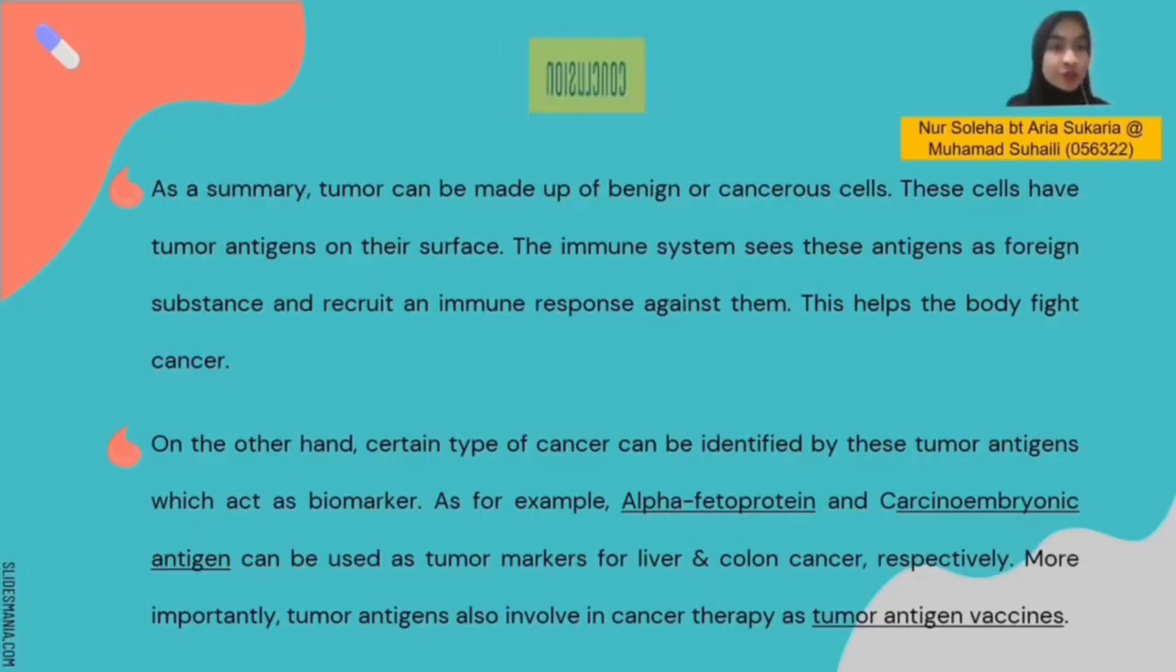As a summary, tumor can be made up of benign or cancerous cells. These cells have tumor antigens on their surface. The immune system sees the antigen as a foreign substance and recruits an immune response against them. This helps the body fight cancer.